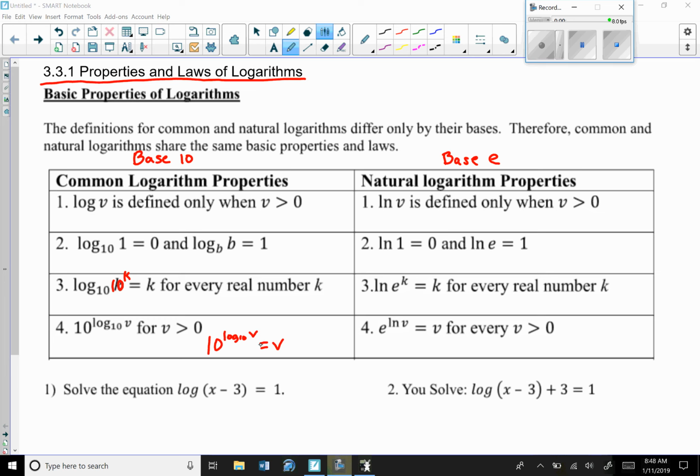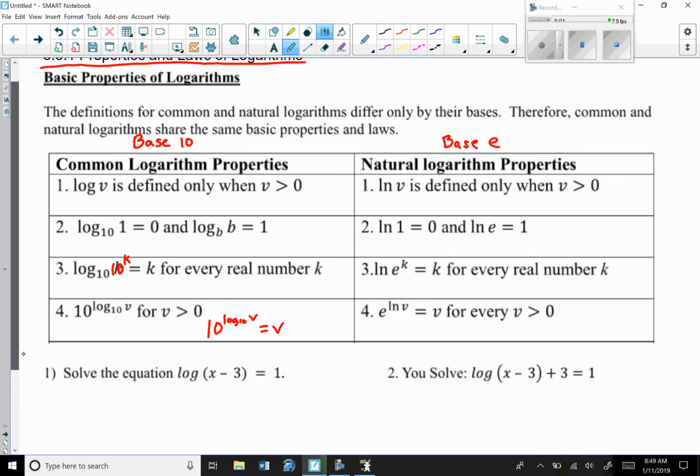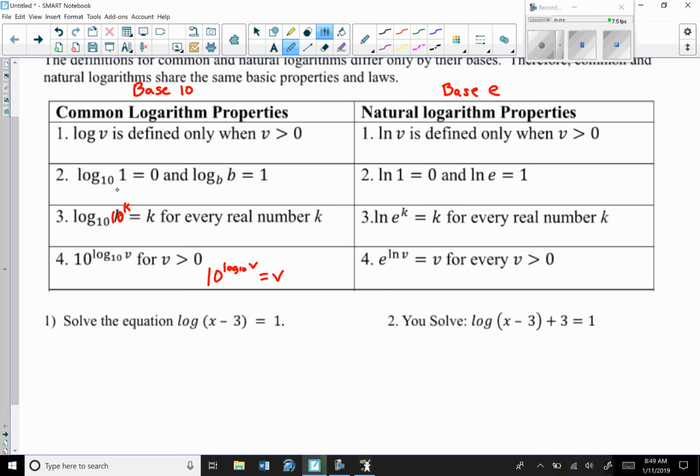And then over here, I forgot to write the equals v, so 10 to the power of log base 10 of v is equal to v for every v greater than 0. And the same thing over here, e to the power of natural log of v would be equal to v. We talked about those properties before, so that's why I'm just going through them, but make sure, of course, you fix number 3 and number 4.